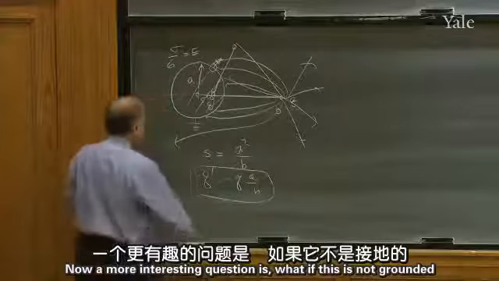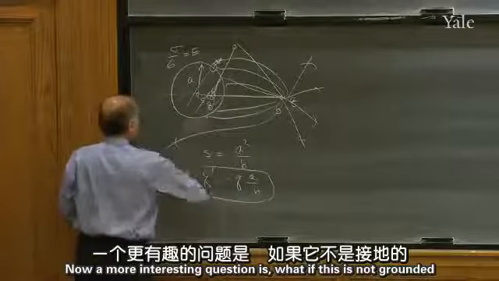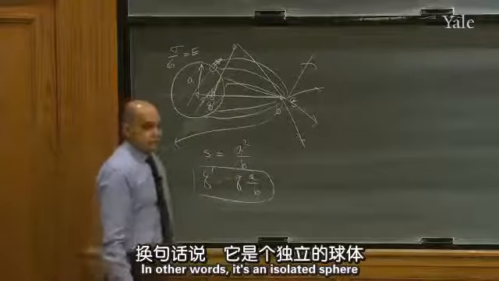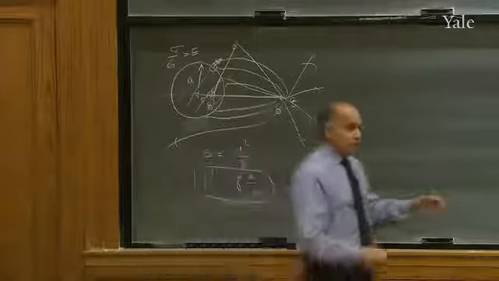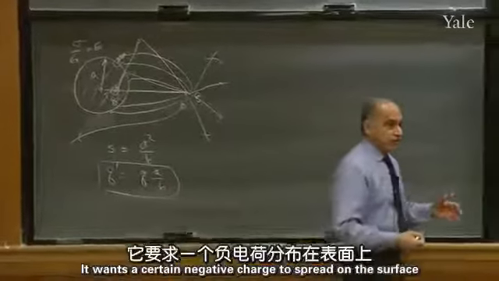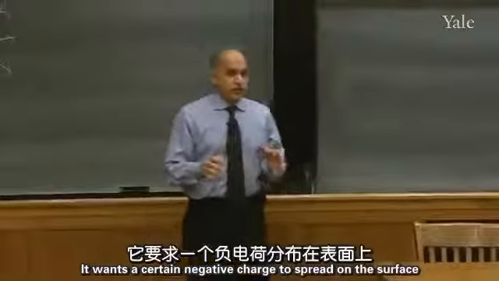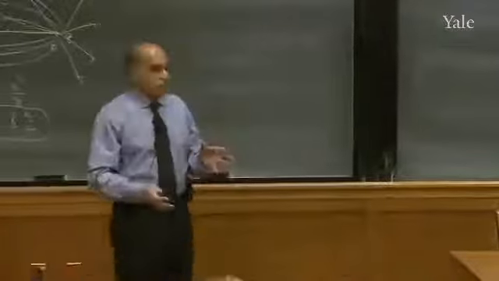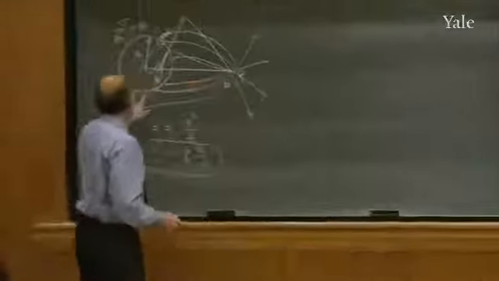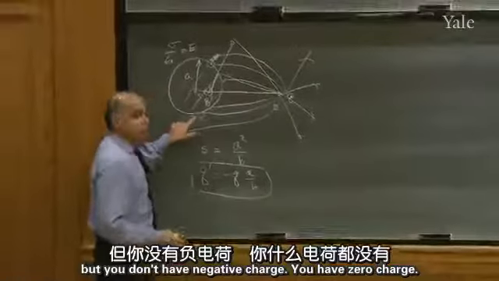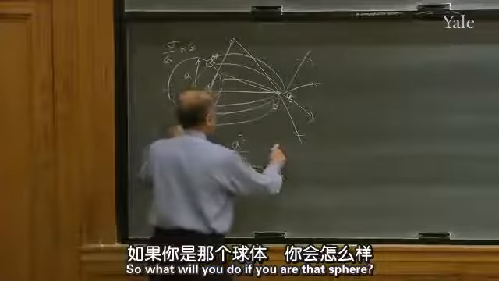Now, this more interesting question is, what if this is not grounded? In other words, it's an isolated sphere, and you're bringing a charge near it. It wants a certain negative charge to spread on the surface to produce a zero potential here, but you don't have negative charge, you have zero charge. So what will you do if you're at that sphere?